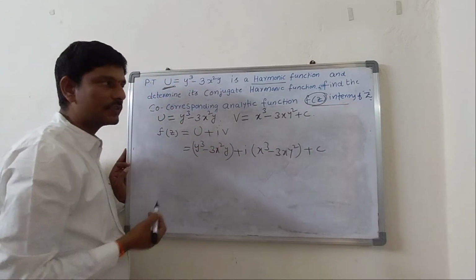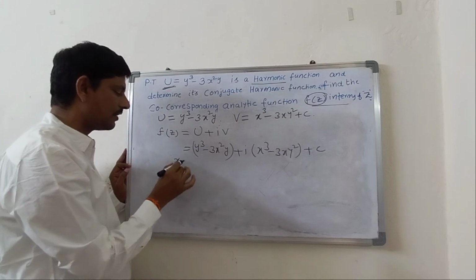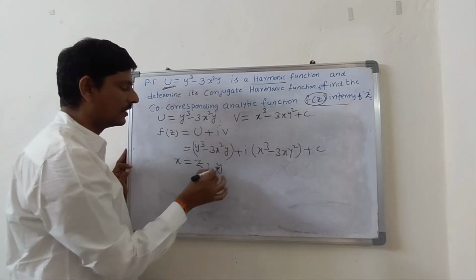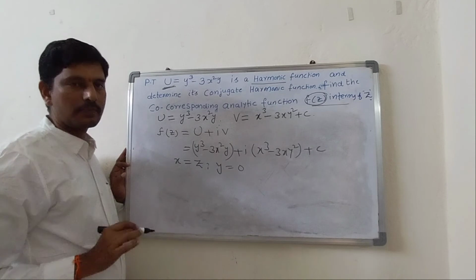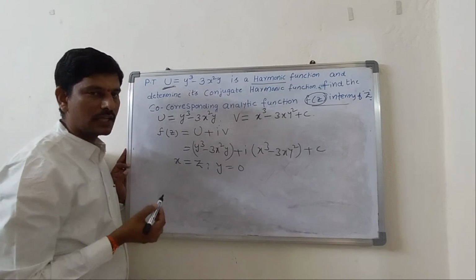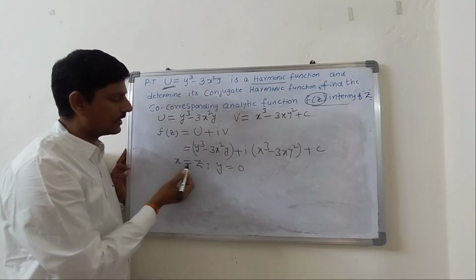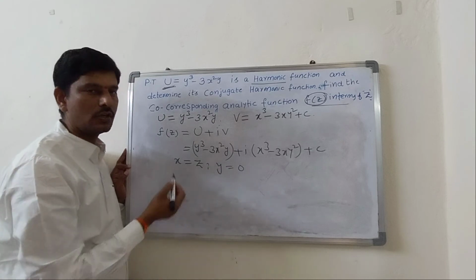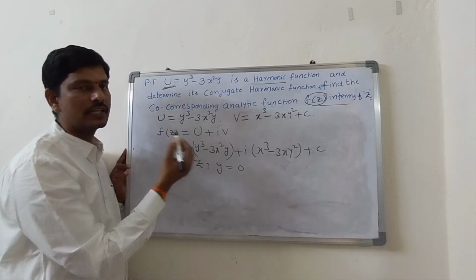So to find it in terms of z, we have to substitute z in the place of x and y equal to 0. This is the Milne-Thomson method. According to Milne-Thomson, finally you have to substitute x = z, y = 0, then we get the value of f(z) in terms of z.